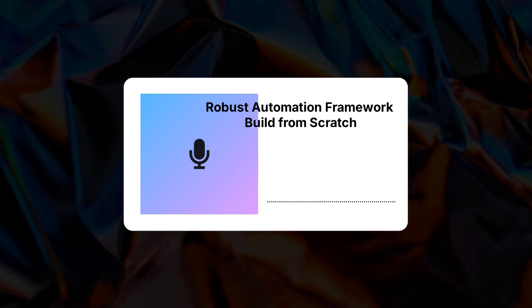So, to wrap things up, building a robust automation framework is really about having that clear vision, choosing the right tools, following those best practices, and of course, being prepared to face some challenges along the way. Absolutely. And never underestimate the importance of continuous learning and improvement. Great advice. Well, I think our listener is now fully equipped to embark on their own framework building journey. They've got the knowledge, they've got the tools, and hopefully they've got the inspiration to create something amazing.